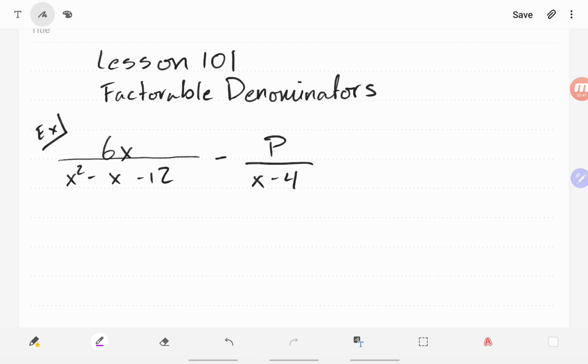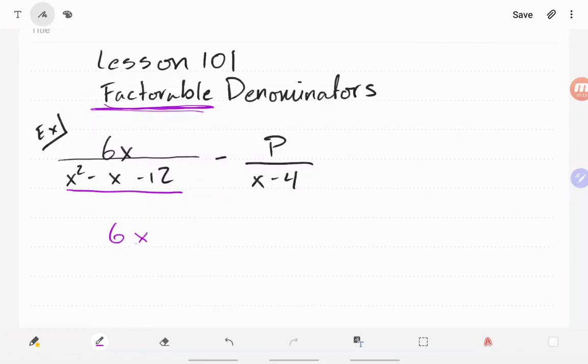Okay, so let's start off by doing exactly what this lesson wants us to do. We need to factor, right? So looking at this example here, I've got 6x over x squared minus x minus 12, minus p over x minus 4. I need to find that which is factorable, right? So let's factor this first denominator. Okay, so this is just a simple trinomial.